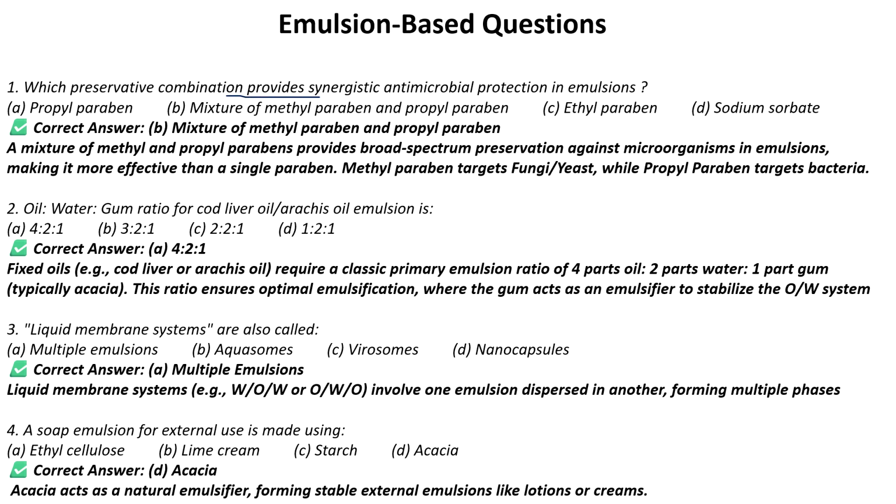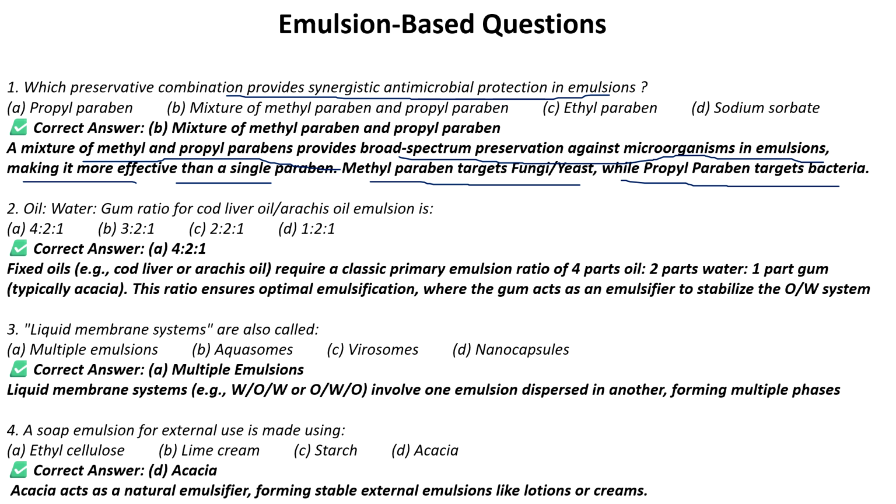preservative combination provides synergistic antimicrobial protection in emulsions? The options are propyl paraben, mixture of methyl paraben and propyl paraben, ethyl paraben, or sodium sorbate. So, a mixture of methyl and propyl parabens provides broad spectrum preservation against microorganisms in emulsions, which makes them more effective as compared to a single paraben. Methyl paraben targets the fungi or yeast, while propyl paraben targets bacteria. So we can say option B, that is, a mixture of methyl and propyl paraben is a combination that provides synergistic antimicrobial protection in emulsions.